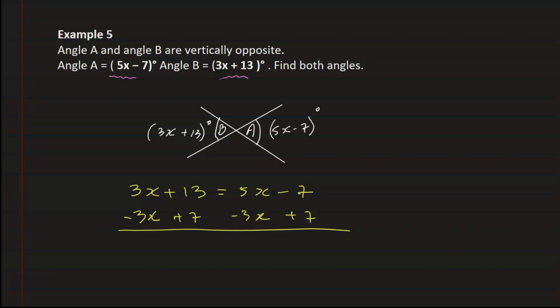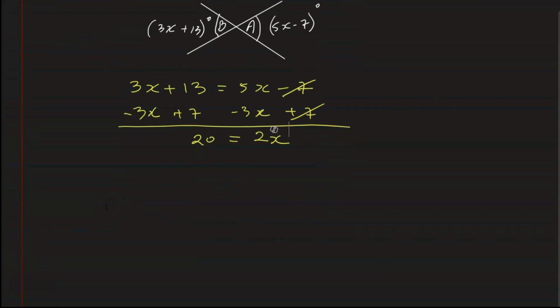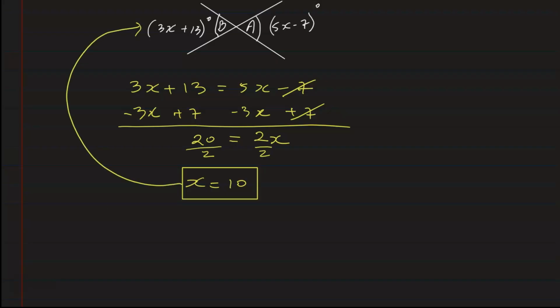When we do this, on the left hand side we get 20 equals 2x, because everything else subtracts and becomes 0. And your answer will be x equals 20 divided by 2, and that is x equals 10. Once we get this, we plug it back into each of these angles, 3x plus 13. So the first one, 3 times 10 plus 13. That's 30 plus 13, that's 43 degrees.